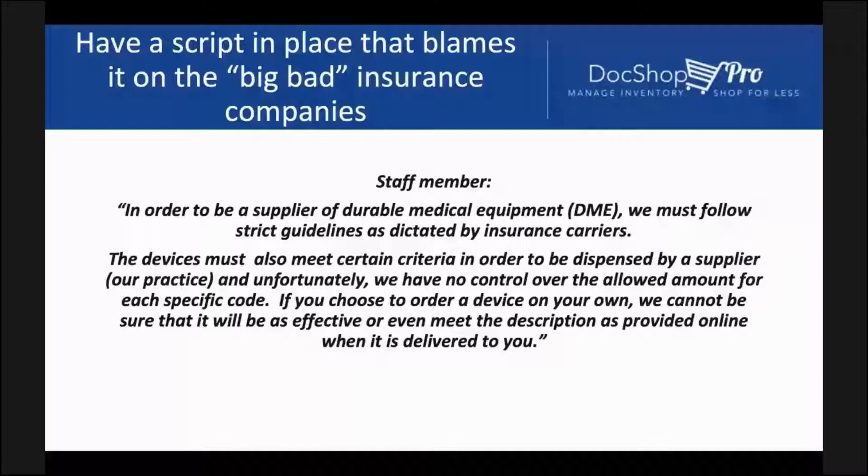So the staff member might say, in order to be a supplier of durable medical equipment, we must follow strict guidelines as dictated by insurance carriers. The devices must also meet certain criteria in order to be dispensed by a supplier, which is us, our practice. And unfortunately, we have no control over the allowed amount for each specific code. If you choose to order a device on your own, we cannot be sure that it will be as effective or even meet the description as provided online when it's delivered to you. We've all had that happen. We've clicked on something on Amazon, and when it arrives, it is not the same product. So whenever possible, it's you and your patients against the big bad insurance companies, because in reality, it really is. And then you let the patient, again, make a decision.